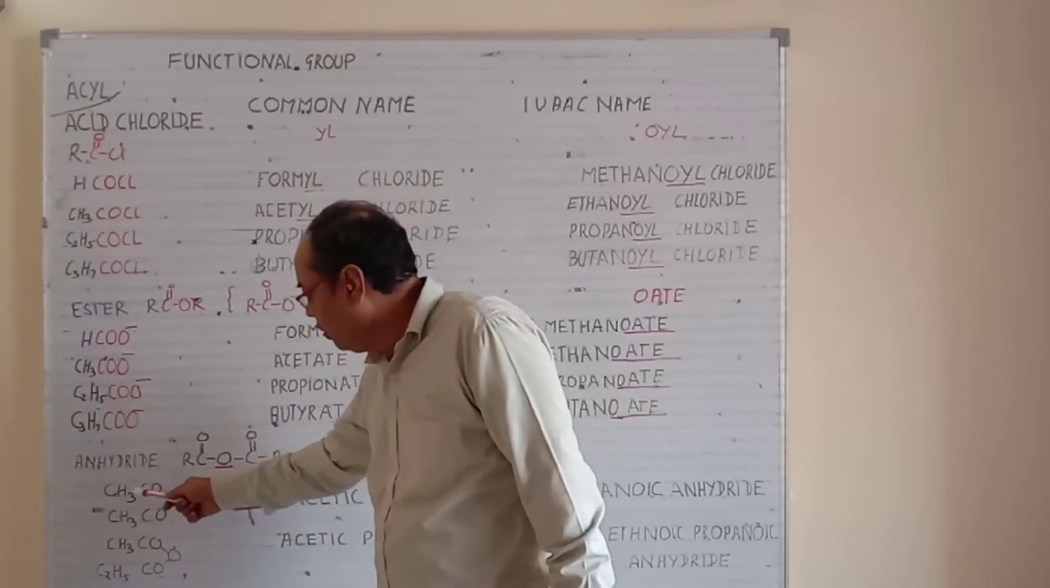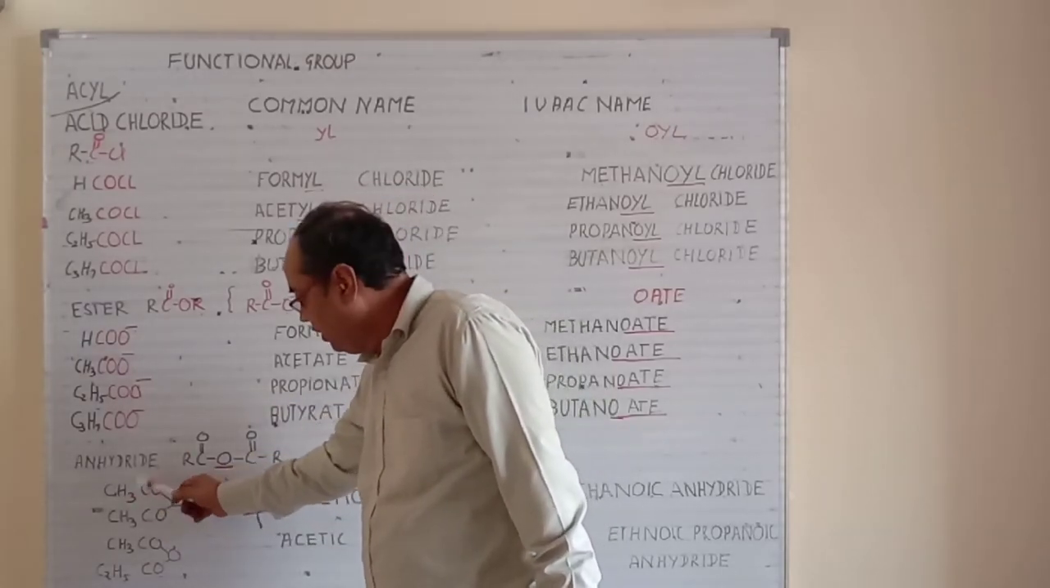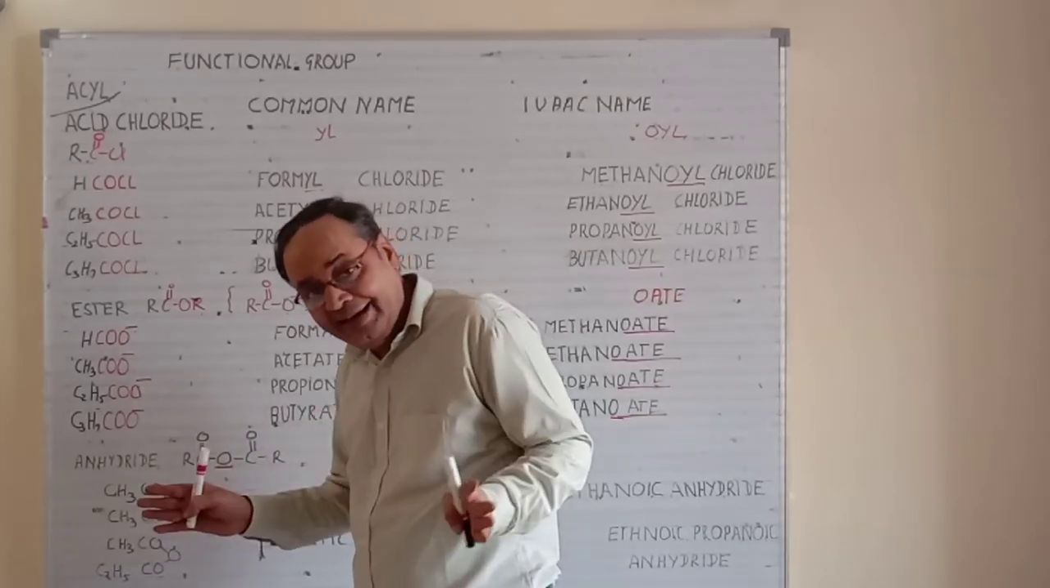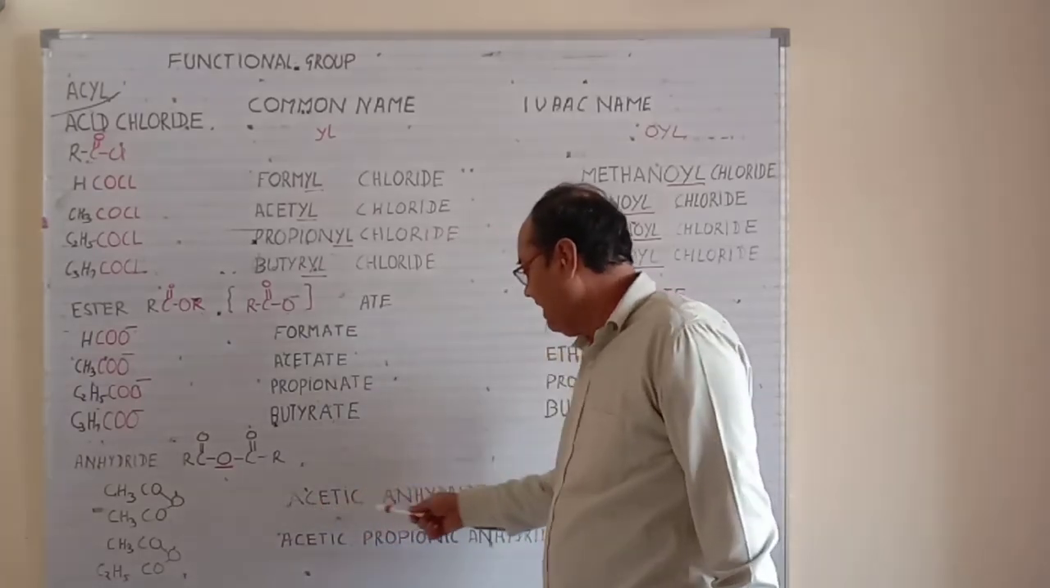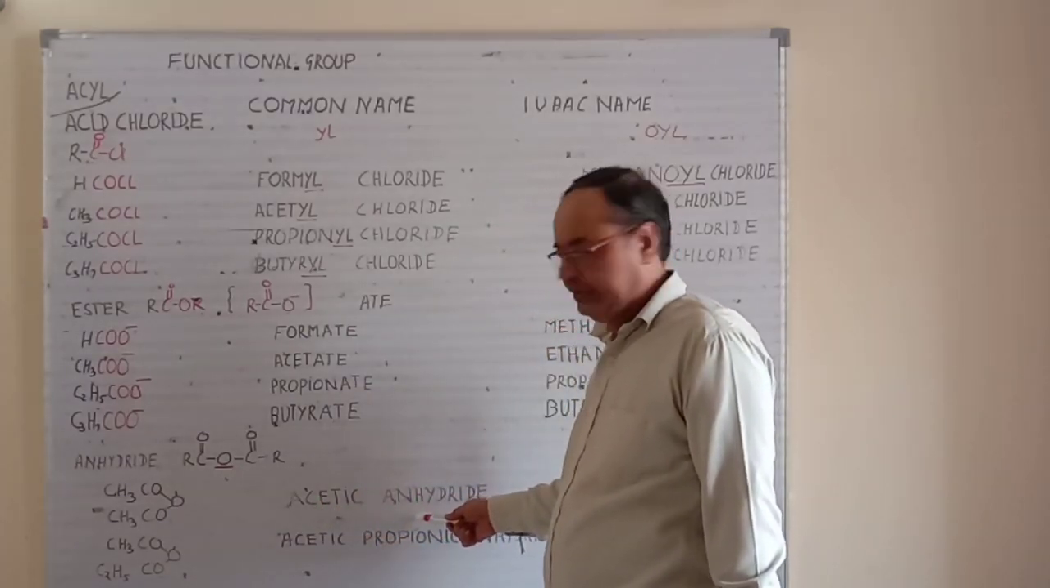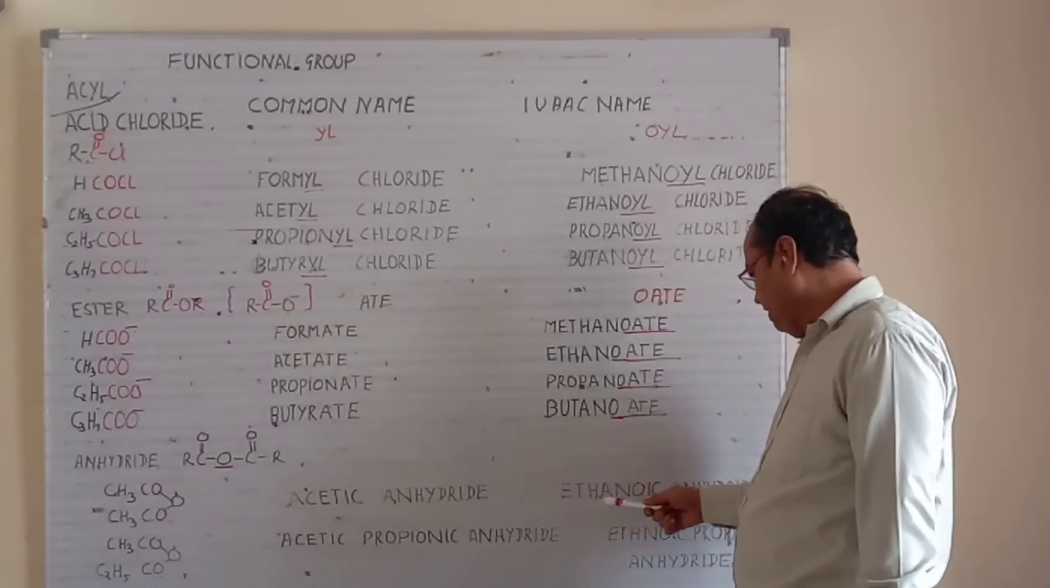So these two groups, this is called acetic. It is two times, but we don't have to write di. You have to write it only once. So this is acetic anhydride, and in the IUPAC name, it is ethanoic anhydride.